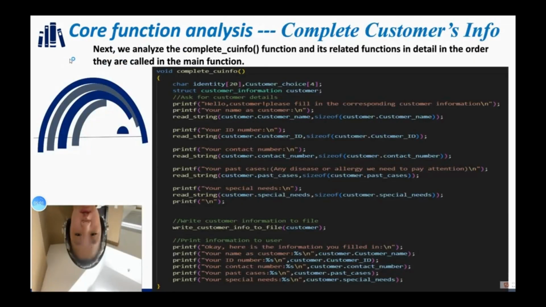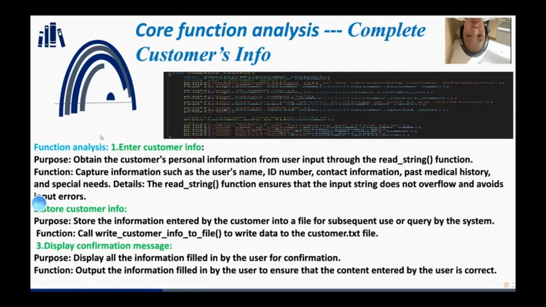Core function analysis of complete_customer_info. Next, let's analyze the core function complete_customer_info and its related functions in detail, in the order they are called in the main function. Breakdown of customer info. Purpose: get customer details, name, ID, contact info, etc. by read_string to ensure safe input.